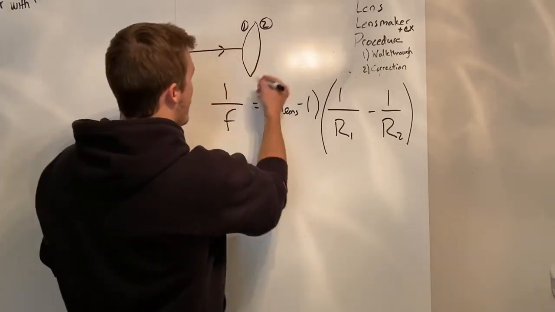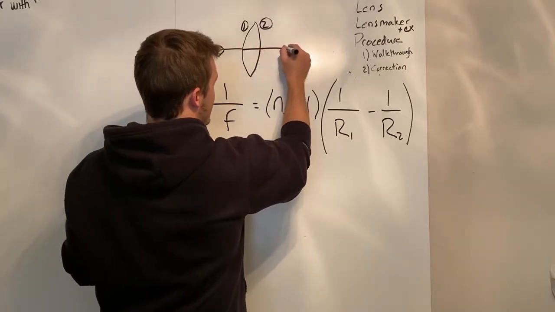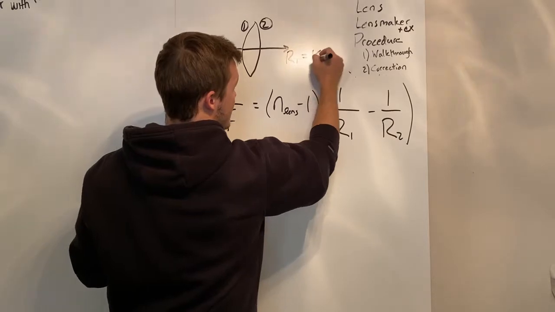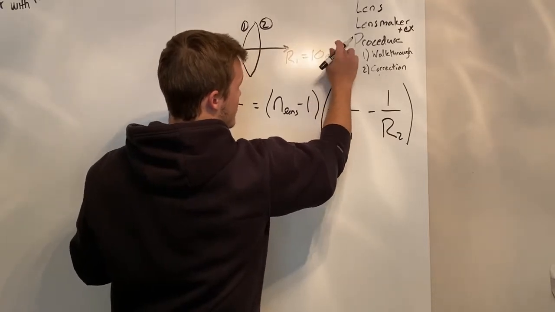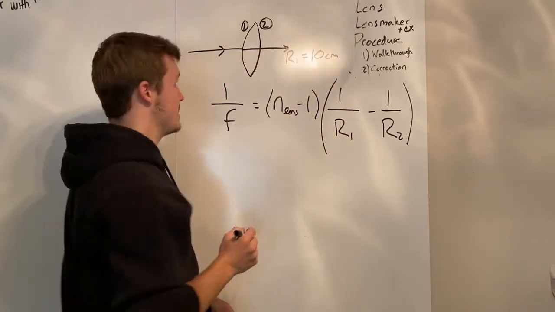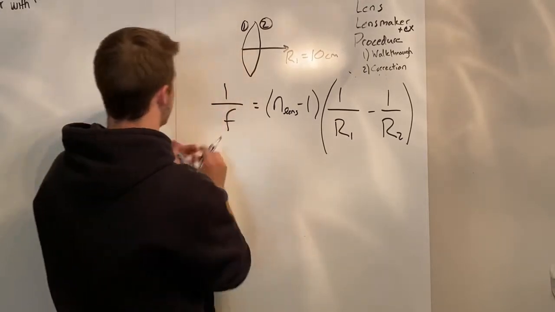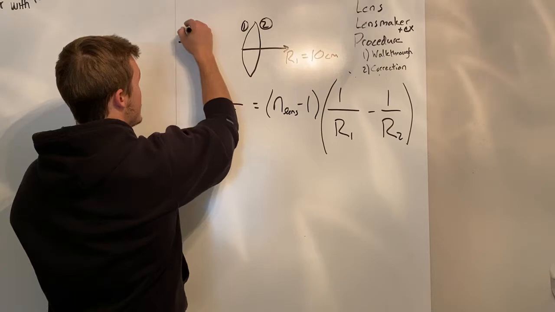Okay, so I'm going to say that the radius of curvature for the first surface, R1, is 10 centimeters. Namely, it's positive 10 centimeters. And I'm going to say, let me remove that for clarity. So we'll say that light is going in this way.